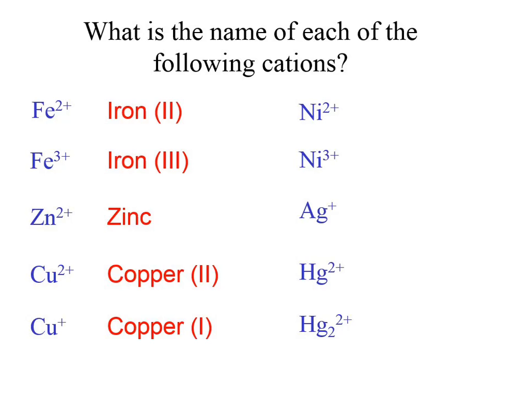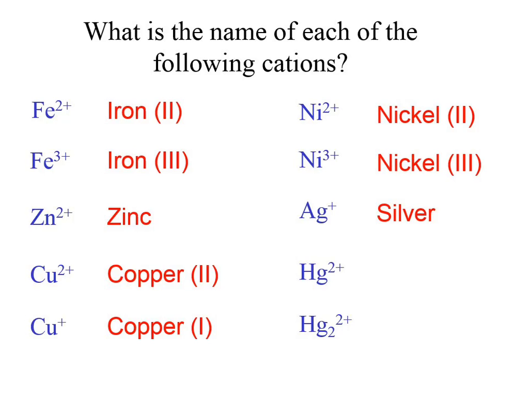Nickel, Shelby? Yes, we do. So nickel 2, nickel 3. Silver, Joshua? Nope. Just plain old silver. These are the most annoying. And you guys did well on your homework. So what's the name of this one, Hg2+? Mercury 1, or mercury 2? It is mercury 2, very good. And then, what do you think for this one? Mercury 1, polyatomic cation. They are annoying. I grant you that.